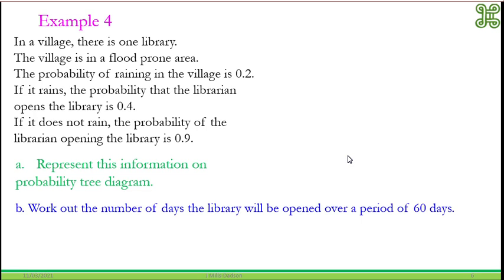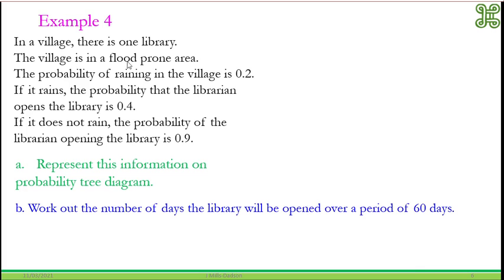In a village, there is one library, and whether it's going to be open depends on whether it's raining or not raining. The probability of raining in the village is 0.2, and if it rains, the probability that the library will be open is 0.4. But if it does not rain, the probability that the library will be open is 0.9. We need to represent this on a probability tree diagram and use it to work out the number of days the library will be open over 60 days.